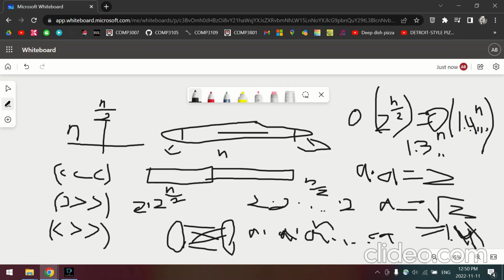The other issue, of course, is that once you have these two, you then have to cross multiply them. The naive way would be to try every solution in the first half with every solution in the second half. But of course, that would take 2 to the power of n over 2 times 2 to the power of n over 2, which would be 2 to the power of n.